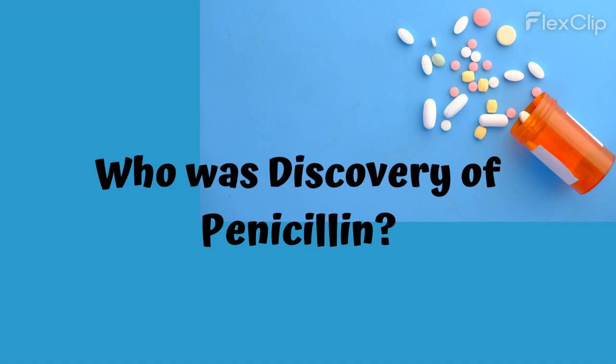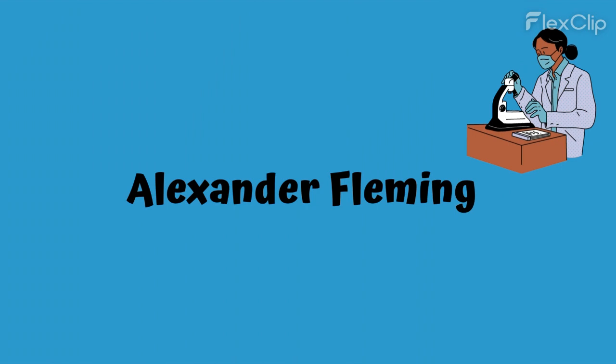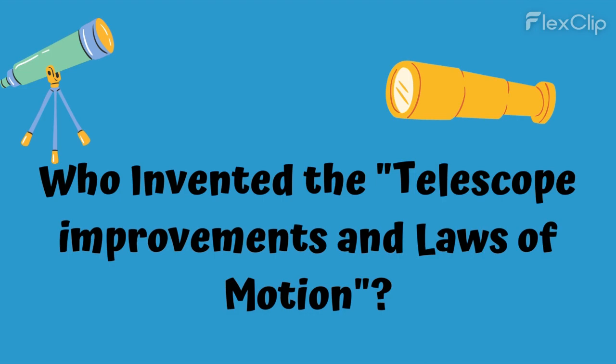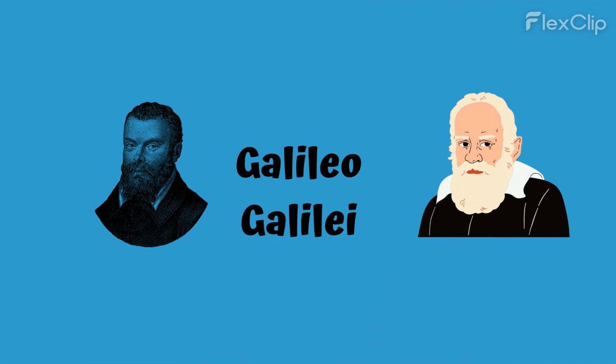Who discovered penicillin? Alexander Fleming. Who invented the telescope improvements and laws of motion? Galileo Galilei. Who invented the telephone? Alexander Graham Bell.